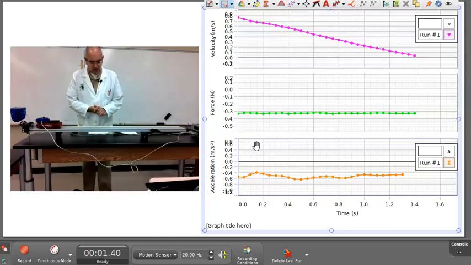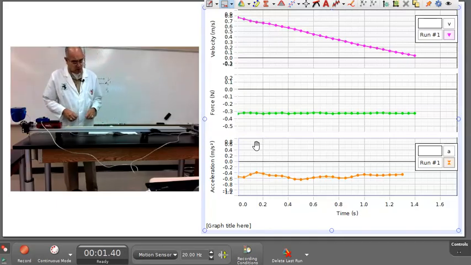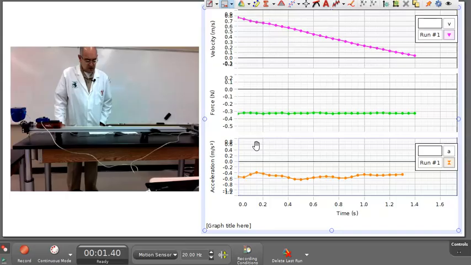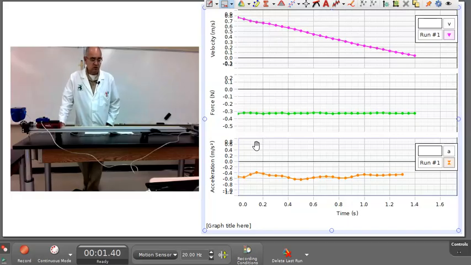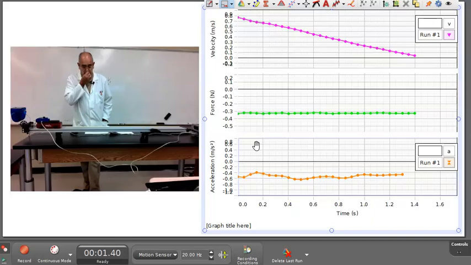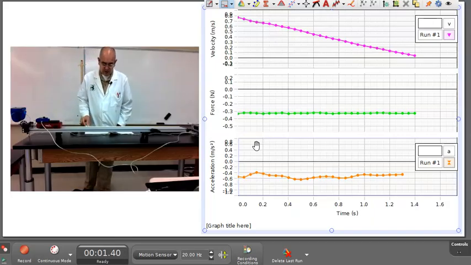Question 1-3, did the force and acceleration have the same sign? Yes, they did. Were the force and acceleration in the same direction? Yes, they were. Question 1-4, based on your observations, draw below the vectors that might represent the velocity, force, and acceleration of the cart at the same instant in time. And so you should be drawing a positive vector for velocity, but negative vectors for force and acceleration.